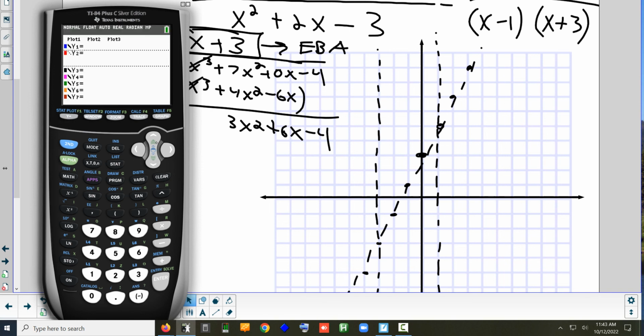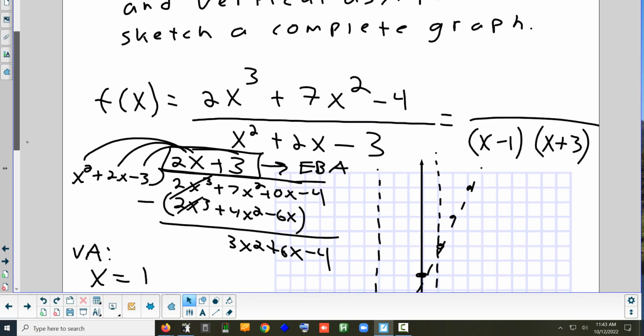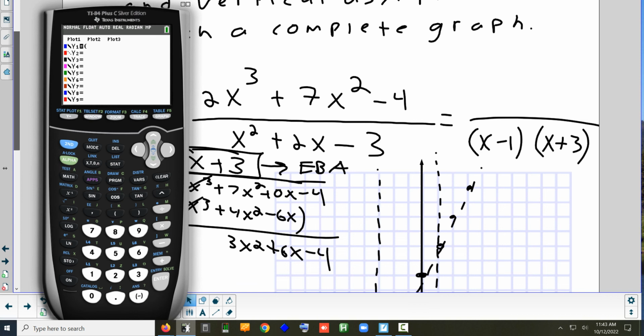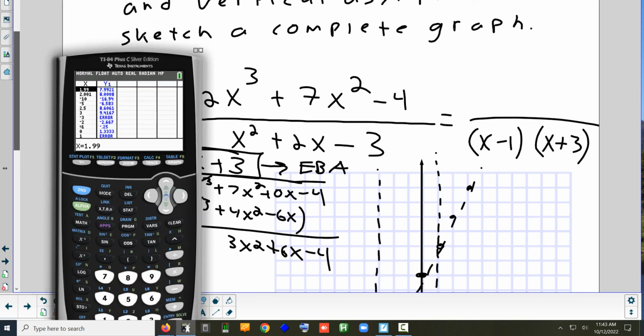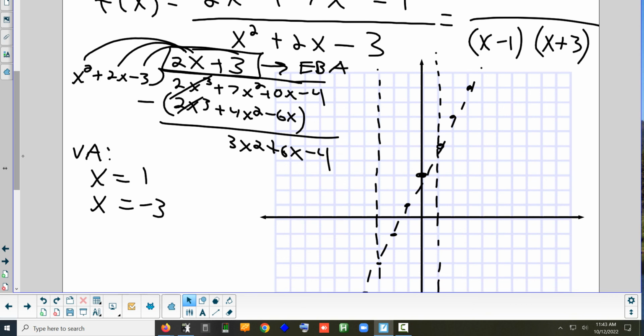All right, let's clear that. And put the original. You can put the factored problem in, but the original's probably better because we know it's right. So 2x cubed plus 7x squared minus 4 divided by x squared plus 2x minus 3. Okay, what would be a good value to check in my table?